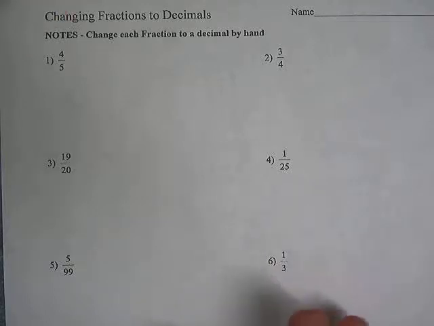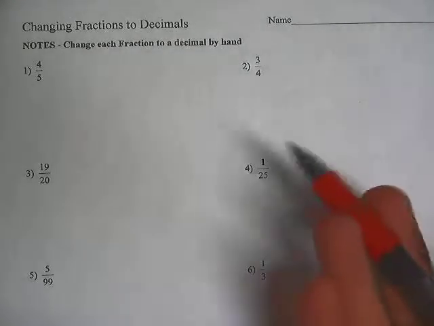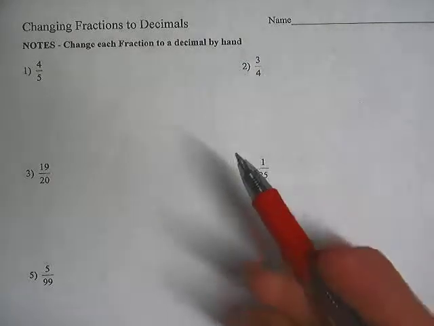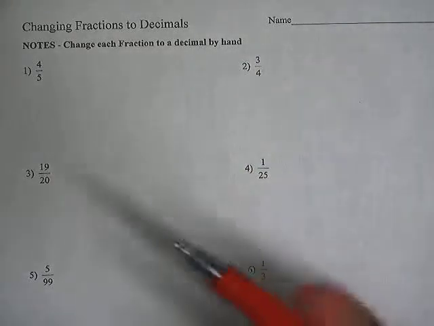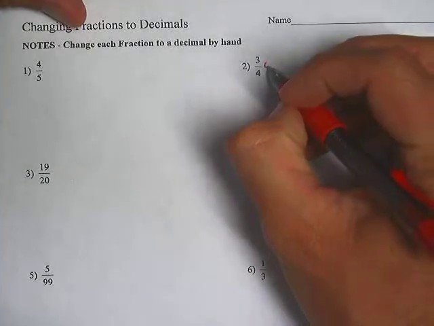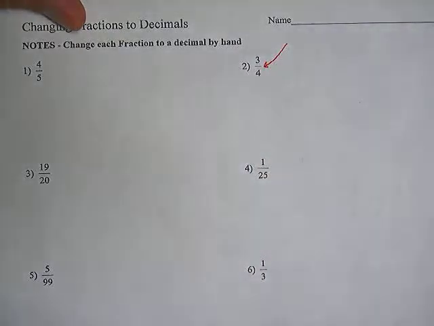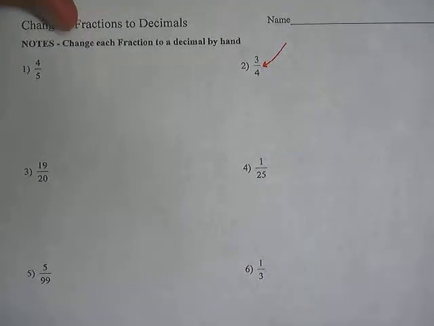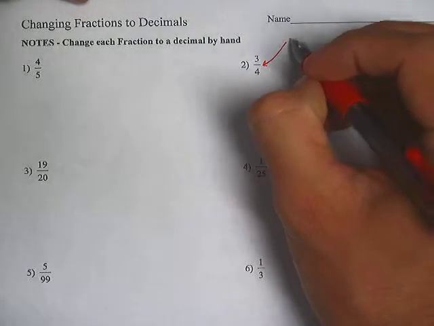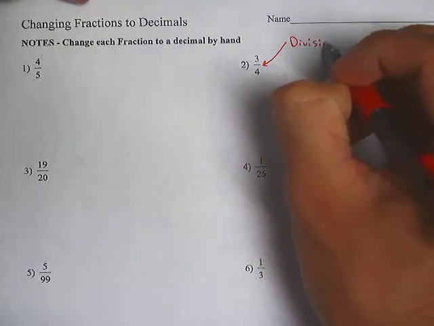Okay, so today we are going to be changing fractions into decimals. Now this is really easy to do. We're just going to do the operation that we see. So this actually means something. 3 over 4 represents an operation, and the operation is division.